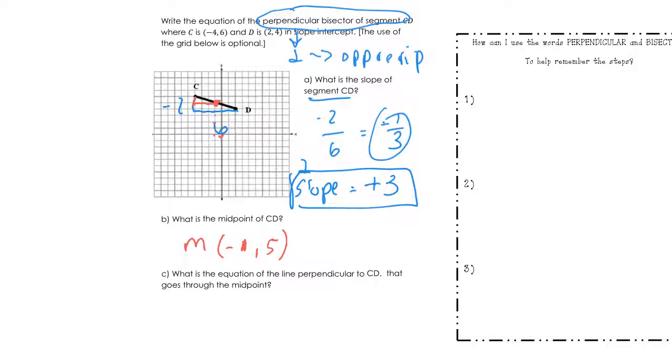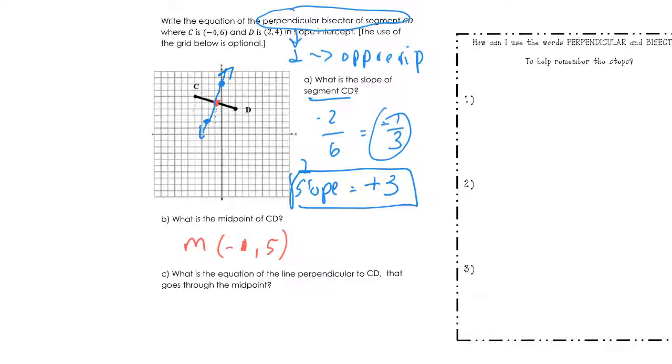I know my slope, so I can put that together into the equation of a line. Let me show you how I'm going to do this. There's my midpoint. My slope is up 3 over 1, or we could go down 3 over 1. So there's the perpendicular bisector. Perpendicular goes to the midpoint.